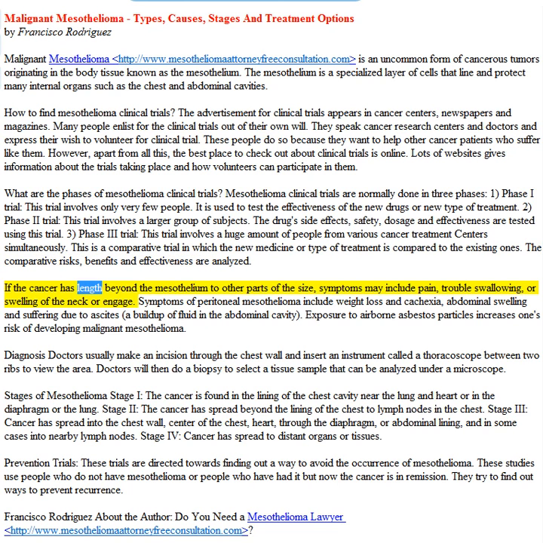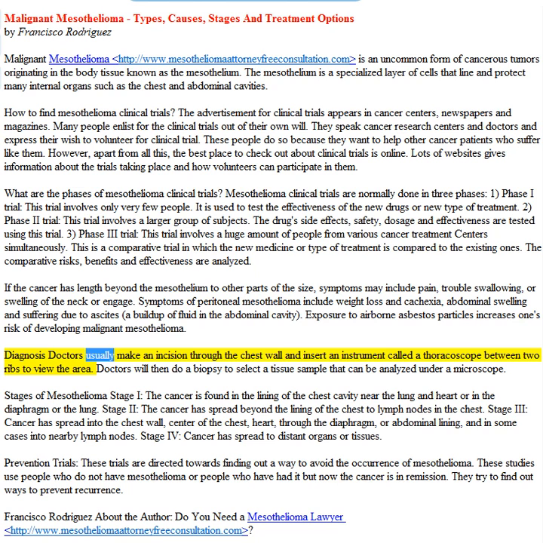If the cancer has spread beyond the mesothelium to other parts of the body, symptoms may include pain, trouble swallowing, or swelling of the neck or face. Symptoms of peritoneal mesothelioma include weight loss and cachexia, abdominal swelling and pain due to ascites, a buildup of fluid in the abdominal cavity. Exposure to airborne asbestos particles increases one's risk of developing malignant mesothelioma.